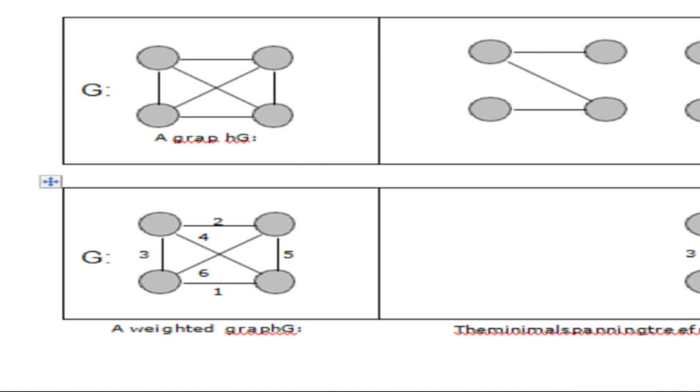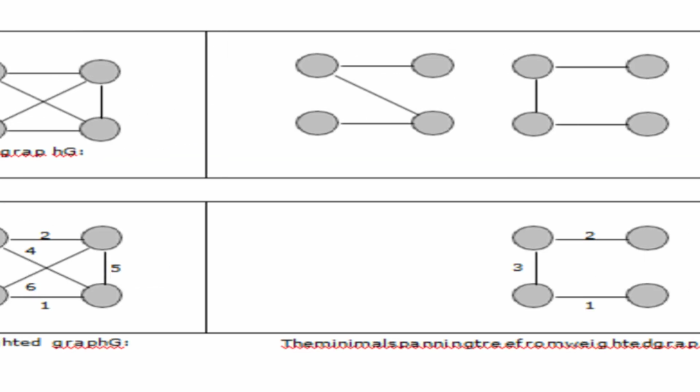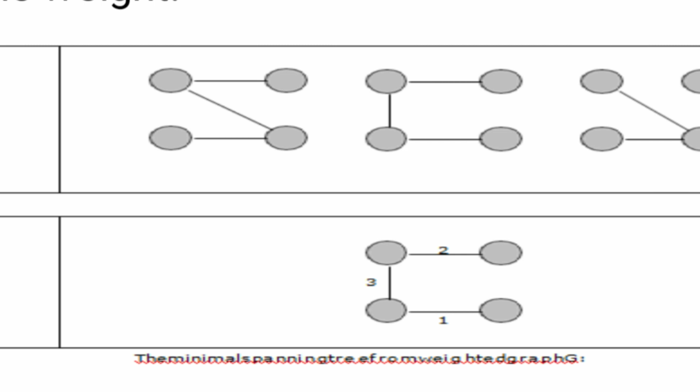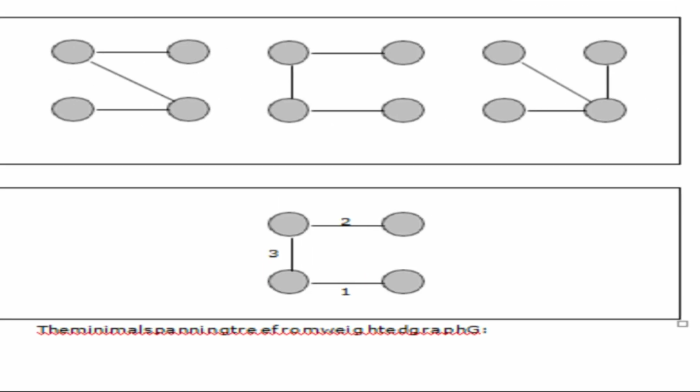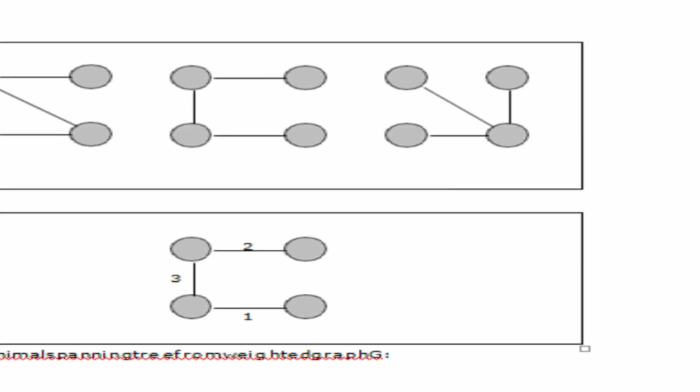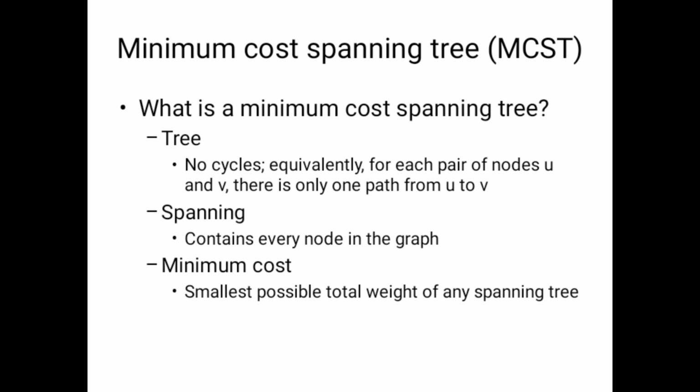Similarly, in the below example, you have a weighted graph. What is a weighted graph? A graph which has a weight associated with each edge is called a weighted graph. And for this weighted graph, you have obtained a minimum spanning tree. Now we will learn what is a minimum cost spanning tree.